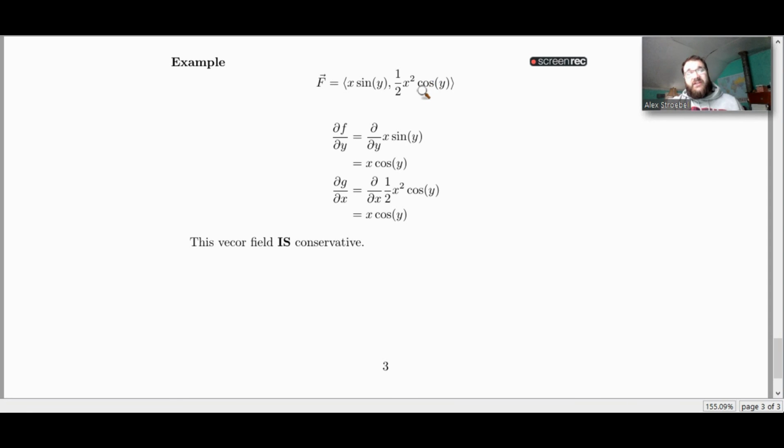If we take the derivative of the function in the y coordinate with respect to x, we treat cosine of y as a constant, so this just carries down. The derivative of x squared, we pull the 2 out, 2 times 1/2 is 1, we get x cosine of y. So if you notice, this derivative and this derivative are the same value, so this is a conservative vector field as well.